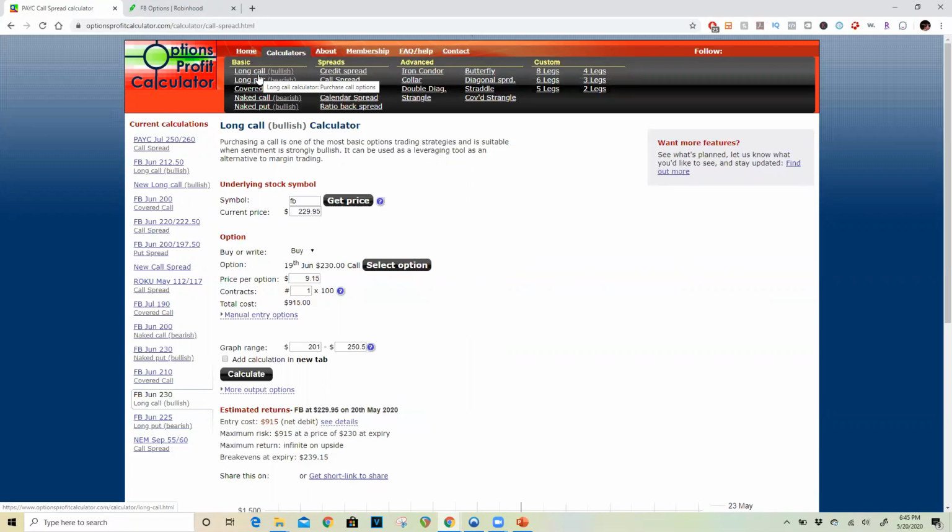Long essentially means that you're buying something, short means you're selling something. So I hit on long call here, it's already opened up here, and I want to look at Facebook stock. So you type the ticker symbol here, click on get price, that's the current price of Facebook.